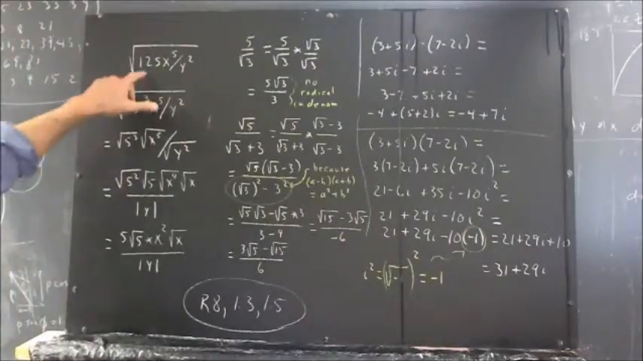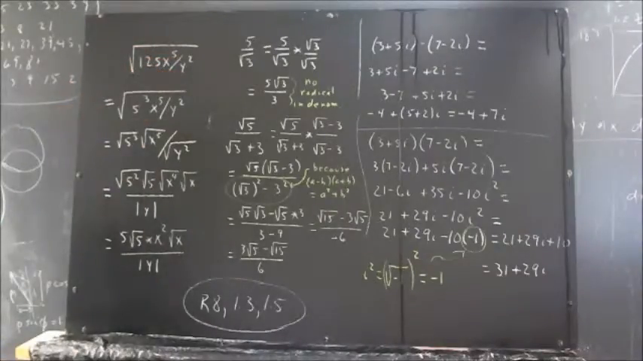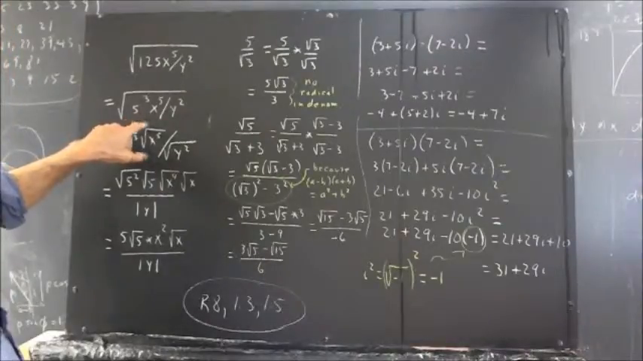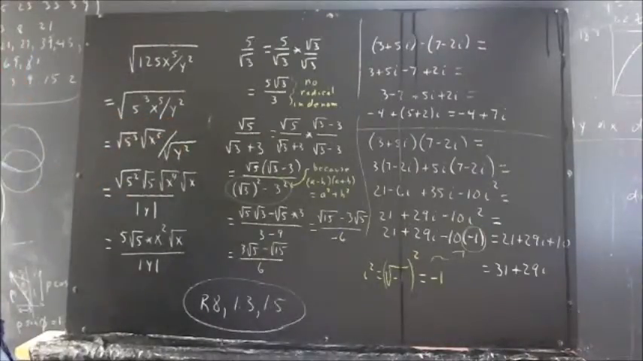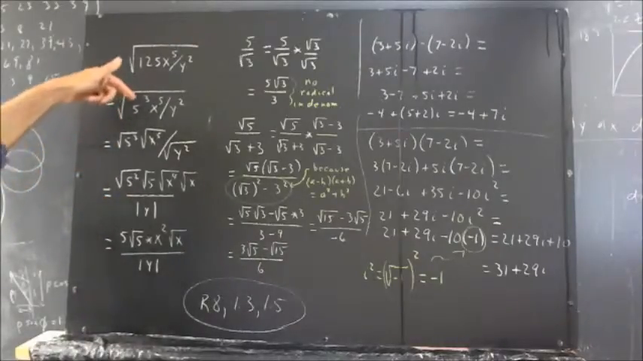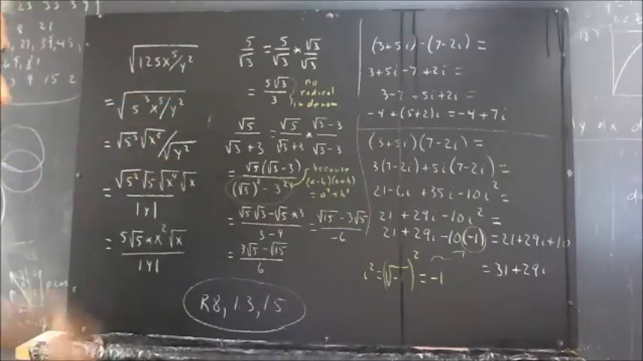Now we look at the square root of 125x to the 5th over y squared. 125 factors down into 5 cubed, and then we have our x to the 5th over y squared. That's going to be equal to the square root of 5 cubed times the square root of x to the 5th divided by the square root of y squared.